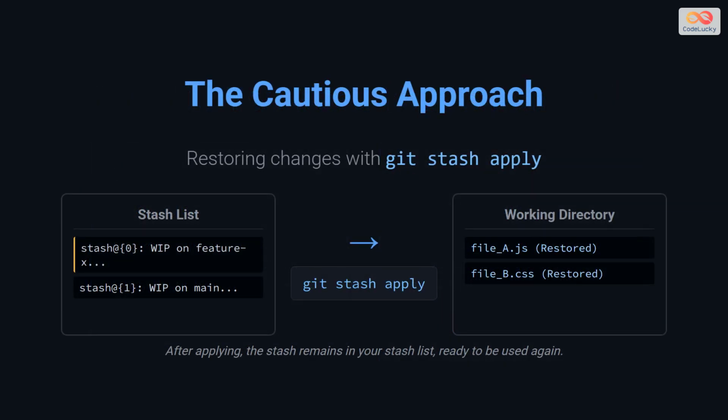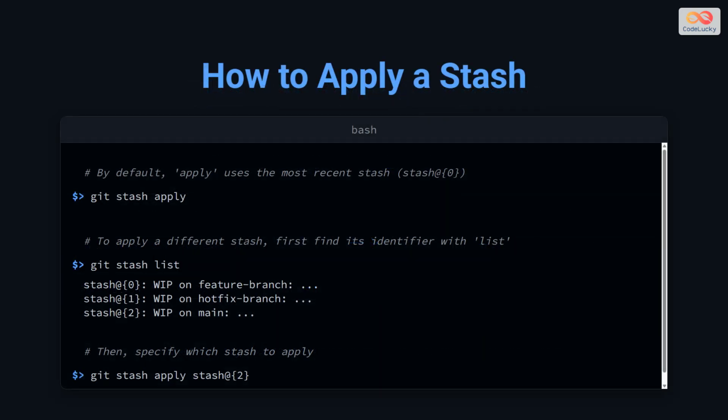Let's start with the first command, git stash apply. This is the cautious way to restore your work. When you run git stash apply, it takes the changes from your most recent stash and puts them back into your working directory. The key thing to remember is that the stash itself is not deleted. It remains in your stash list, just in case you need it again. To use it, you can simply type git stash apply to bring back the latest set of changes you stashed.